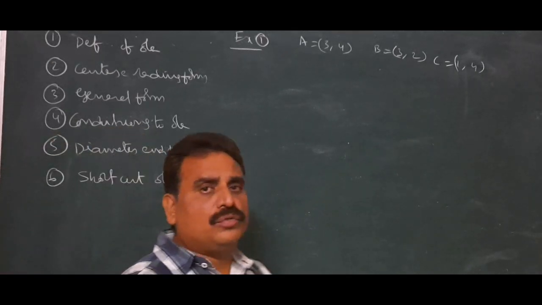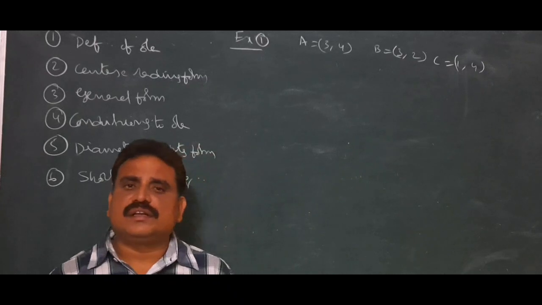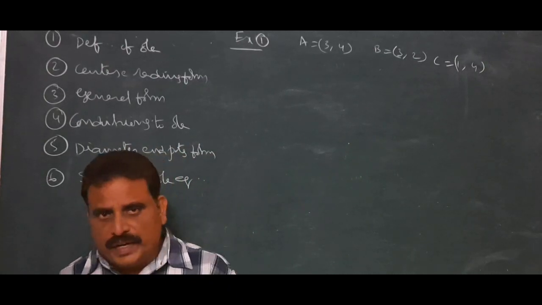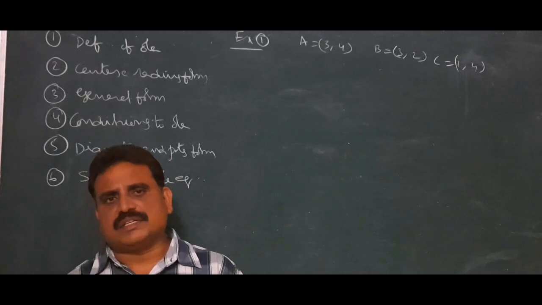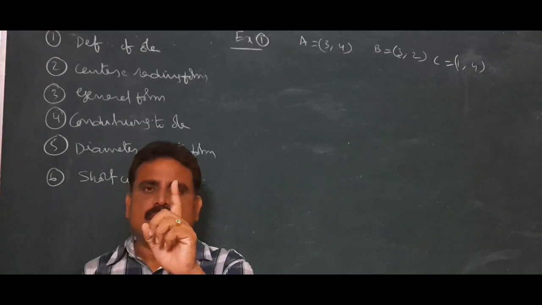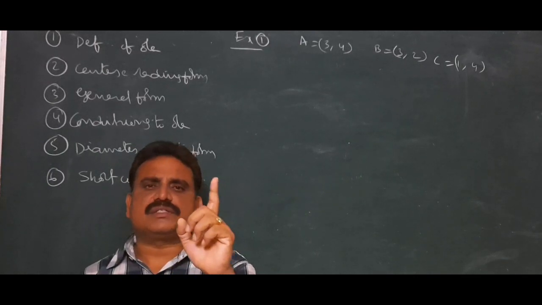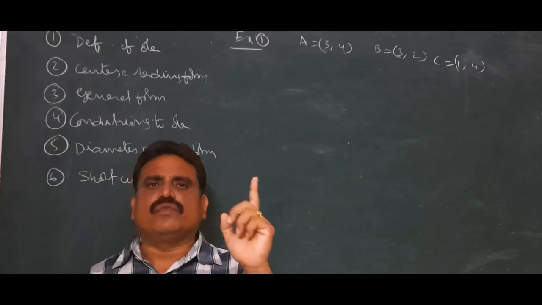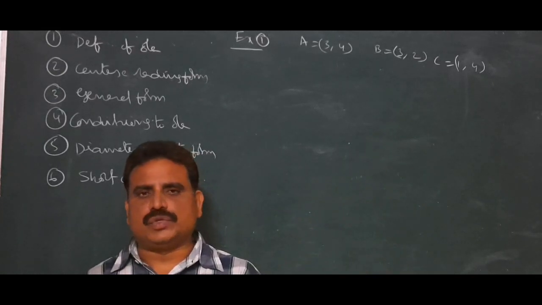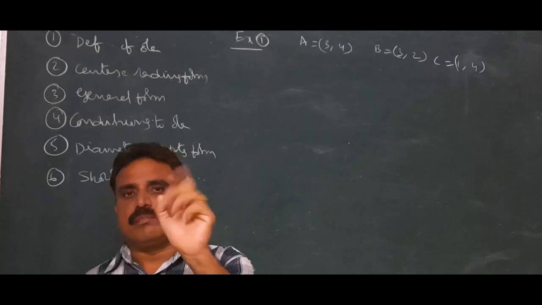First of all, you have to write the circle equation having diameter endpoints AB. Before that, we discuss one formula. The equation of the circle having diameter endpoints (x1, y1) and (x2, y2) is x square plus y square minus (x1 plus x2) into x minus (y1 plus y2) into y plus x1 x2 plus y1 y2 equal to 0. Keep that in your mind.